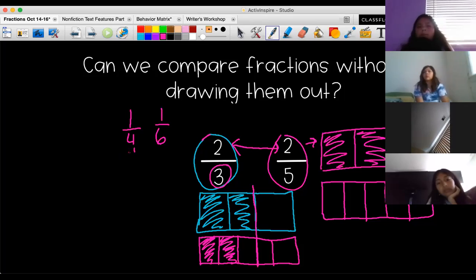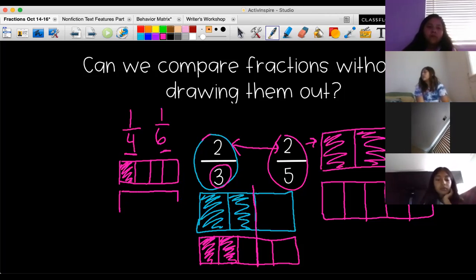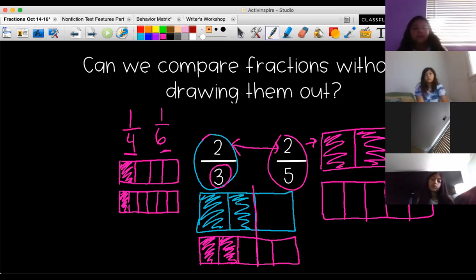Okay, you're on the right track. So for 1/4, we're dividing it up into less pieces than 1/6. So the pieces are going to be bigger for 1/4. So once we shade it in, we're going to see that 1/4 is bigger than 1/6. So like I said, you can always check your work by drawing it out, but you could look at this and say, I bet that 1/4 is going to be bigger than 1/6 because the denominator is smaller, okay?